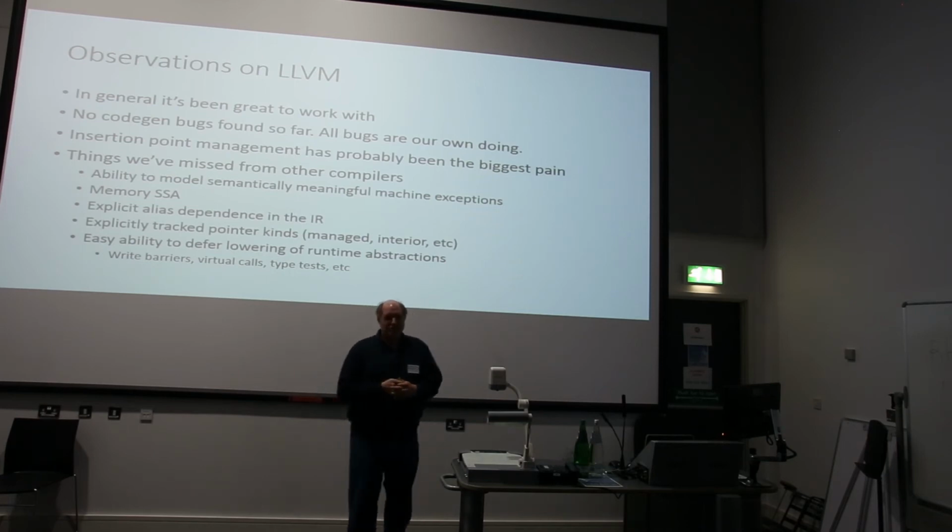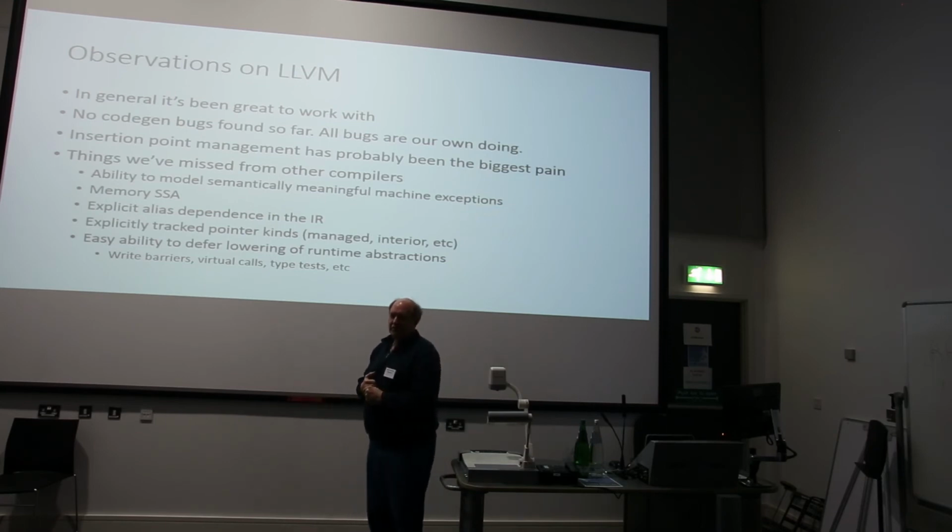Things that we've missed from other compilers, we talked about the exception thing. We had memory SSA before, we really liked it. It's complicated, but it makes it pretty nice to give sort of a uniform model. I hear it's in the works, or something is in the works. Yeah, there is a patch out.